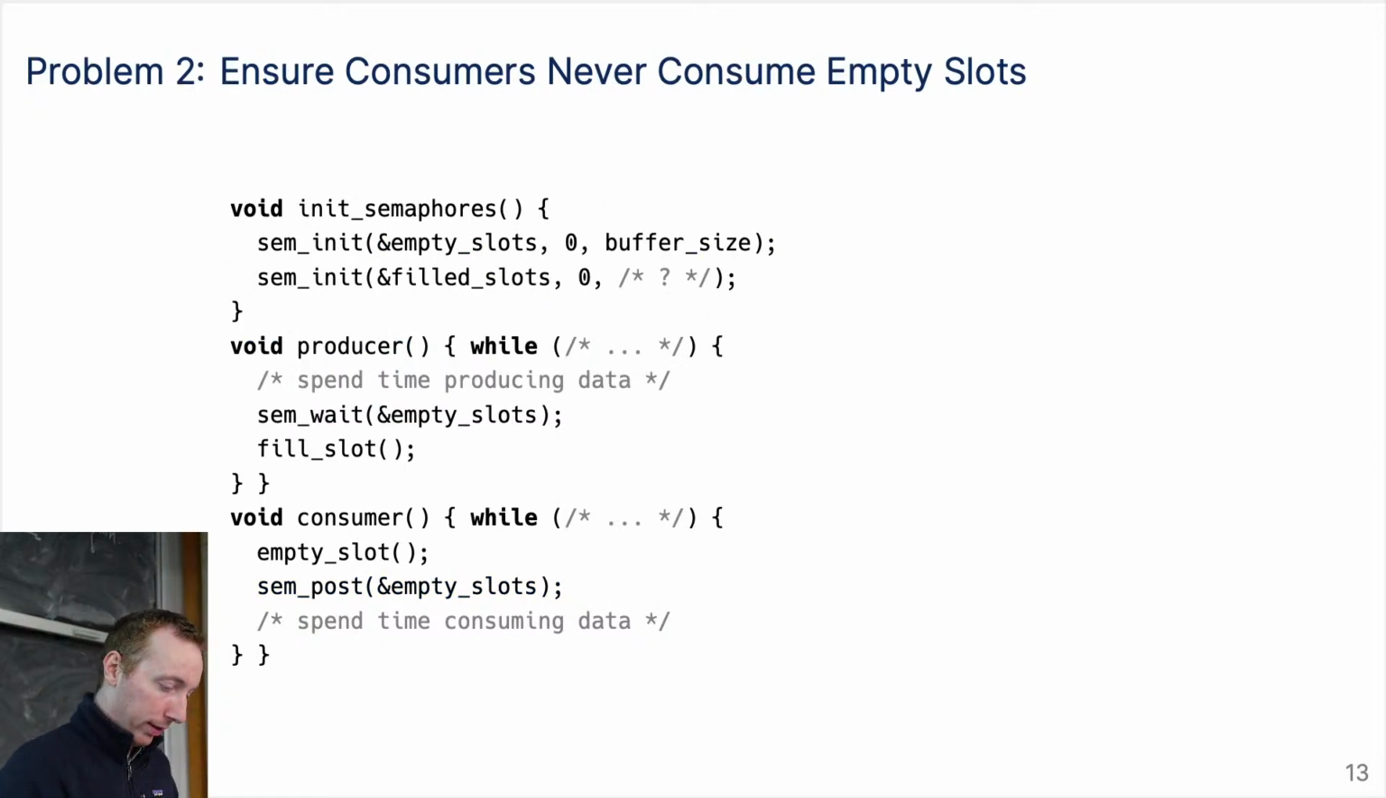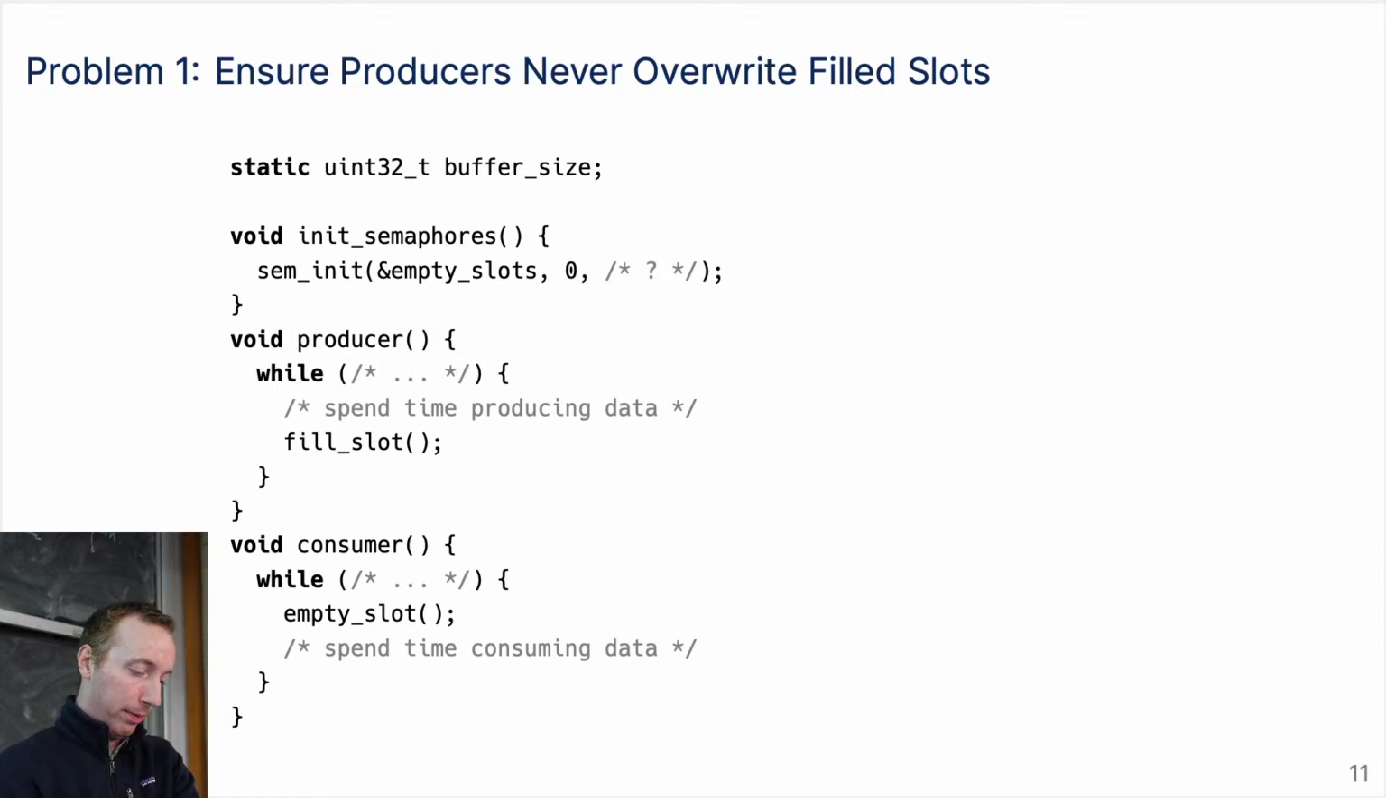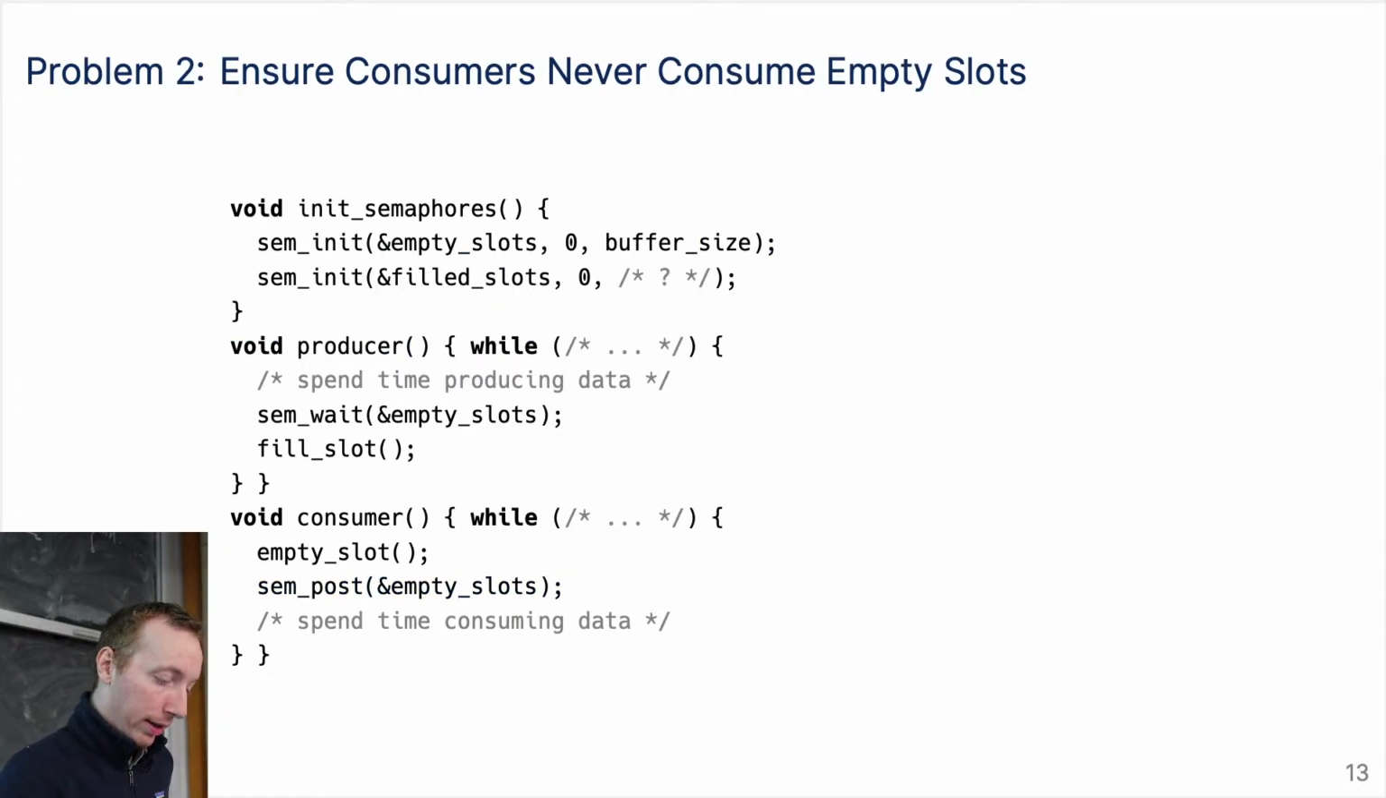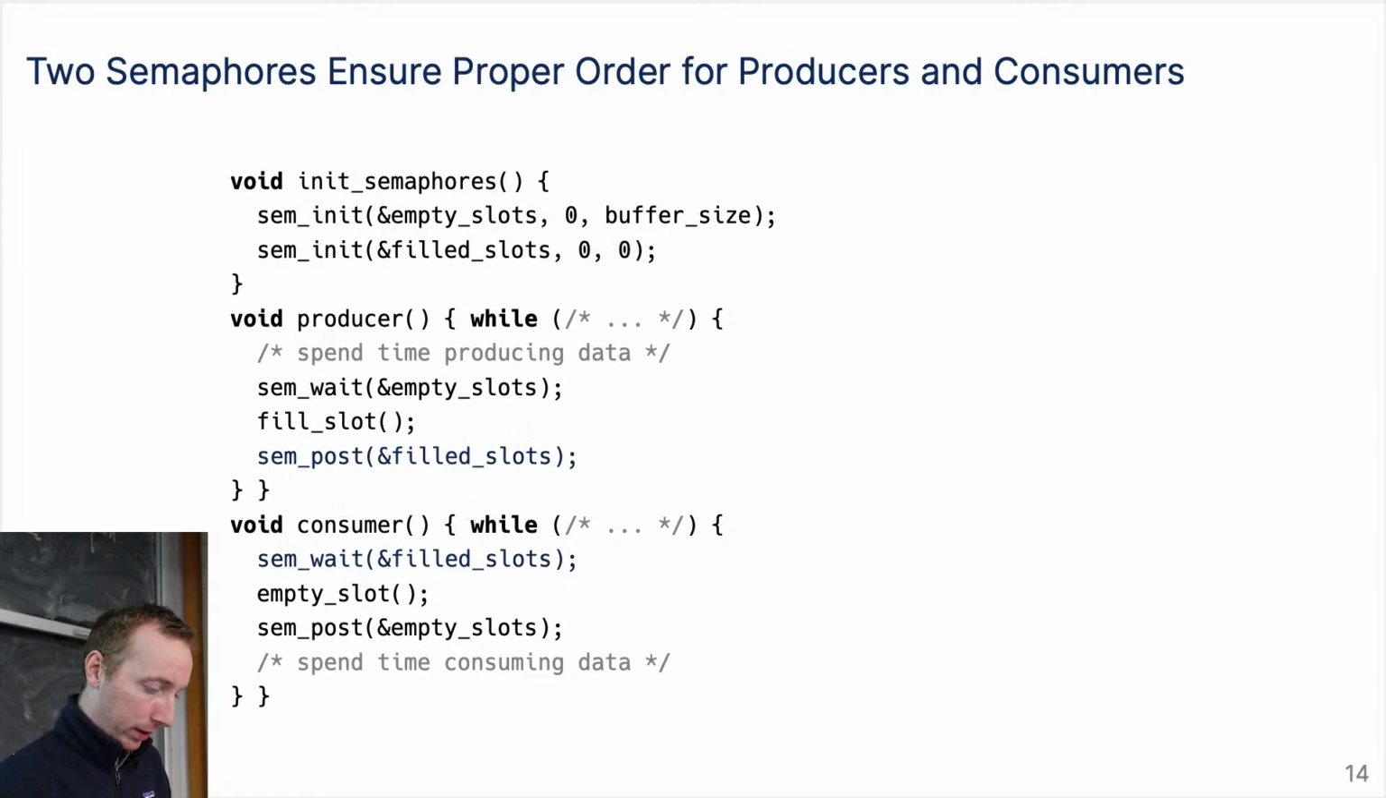So on the slides, we're solving the problem to first ensure that producers never overwrite filled slots and that consumers never consume empty slots. So that's just what we did. Here was our final solution to ensure proper order for producers and consumers. And again, it really depends on the initial value to get this correct.